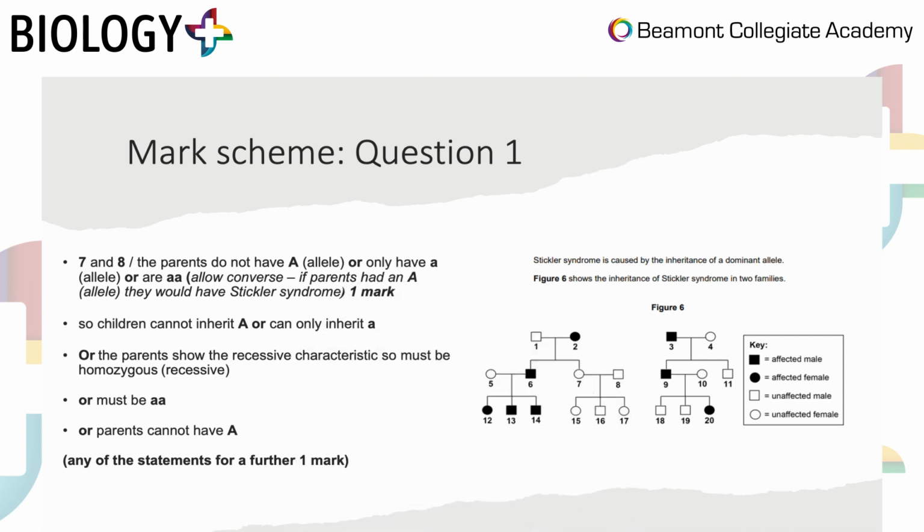Here's the mark scheme for question 1. 7 and 8, the parents do not have the dominant allele, capital A. Other examples of answers where they are double recessive, lowercase a. And then for the further mark, one of the other 4 points to be included.